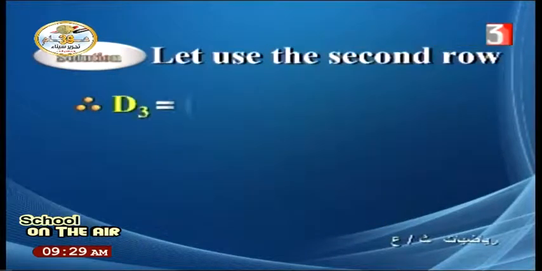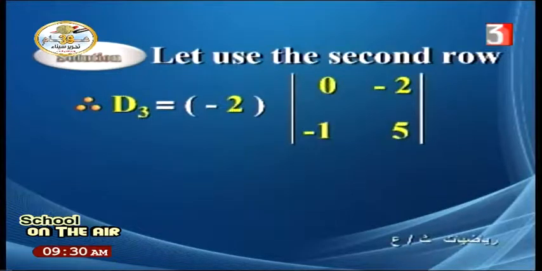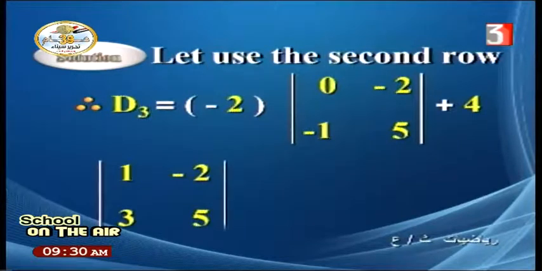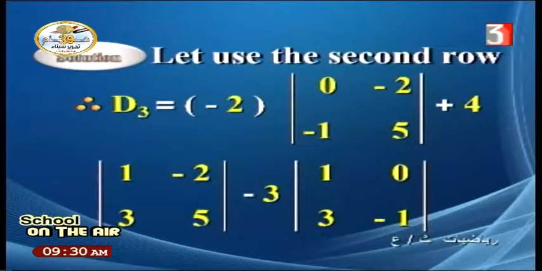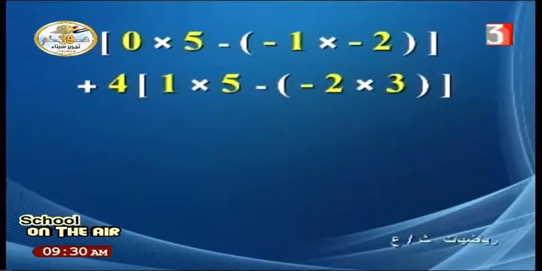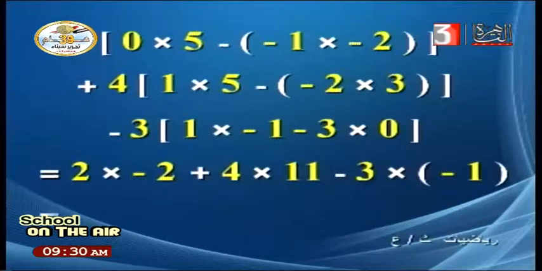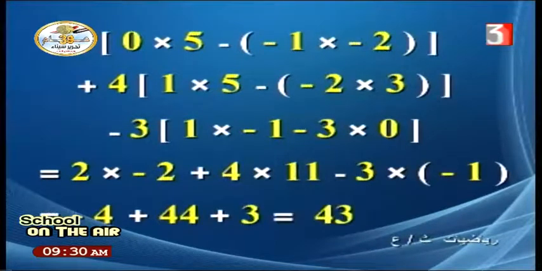Let's use the second row: negative 2 times its minor. What is the minor determinant of negative 2? We cancel the row and column of negative 2. The remaining minor is 0, negative 2, negative 1, 5. Plus 4 multiplied by its minor determinant, minus 3 multiplied by its minor determinant. Then we deduce the determinant by using the second row equals what? 43.